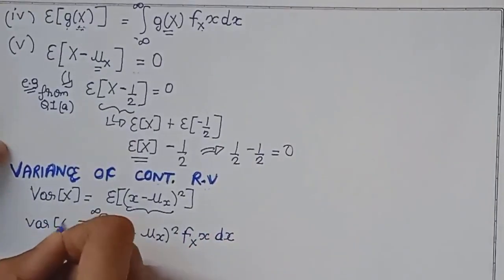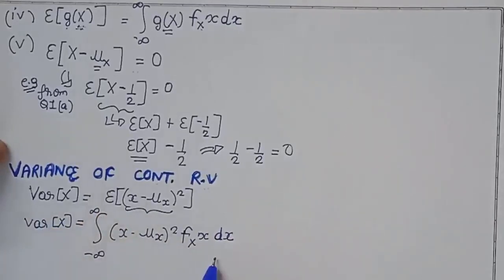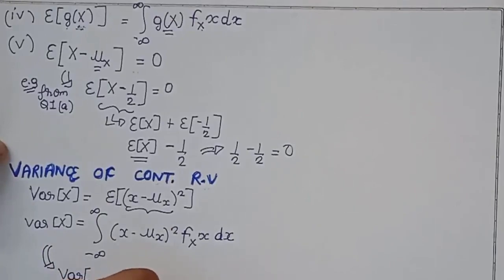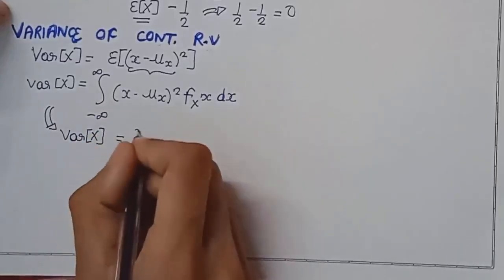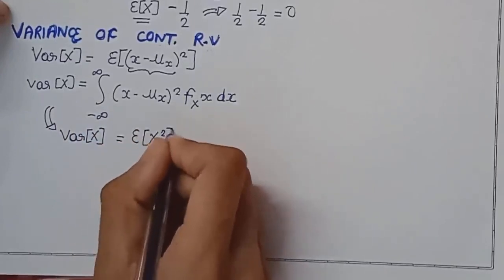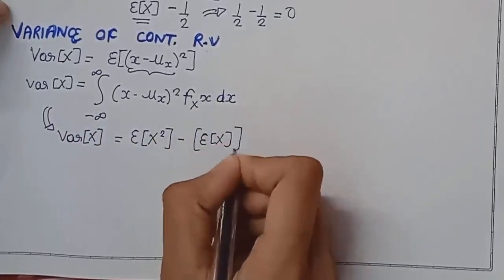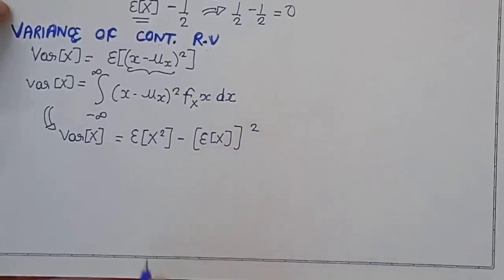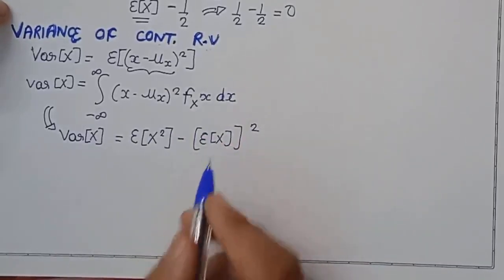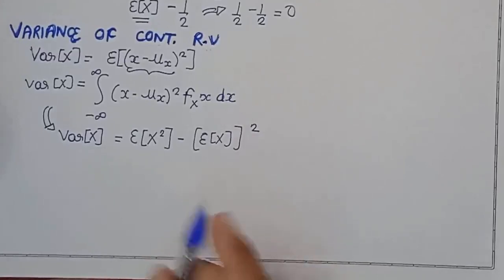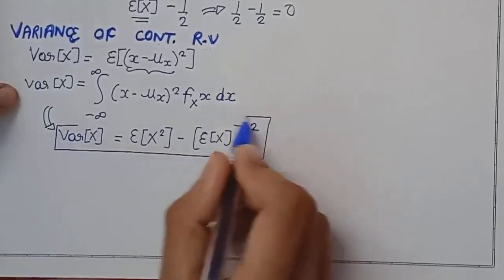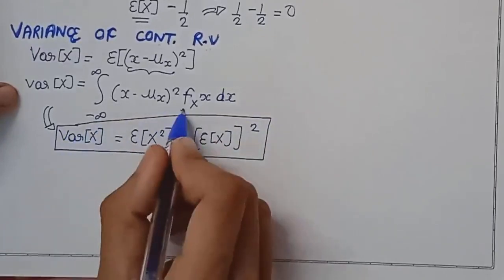So this is a formula to calculate the variance of the continuous random variable. Now, as I have told you, there is another useful formula to calculate variance: the variance of a random variable is equal to the expectation of x square minus the expectation of x whole square, where x is the random variable whose variance we are calculating. So let us see how this formula is derived from the first formula.